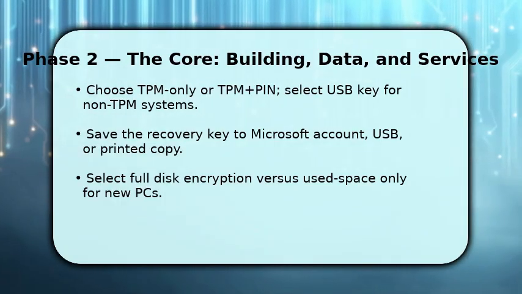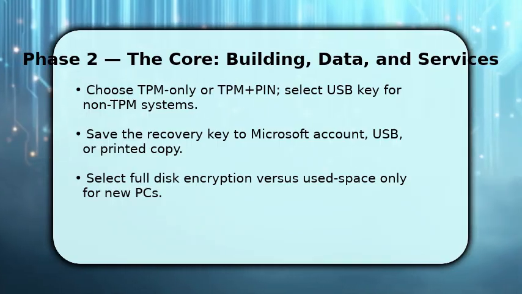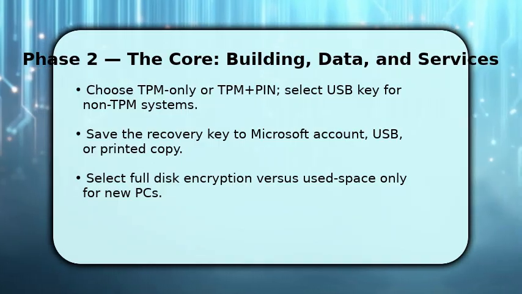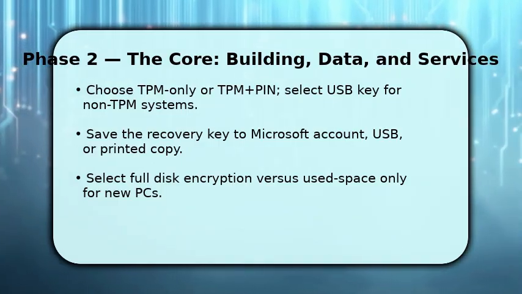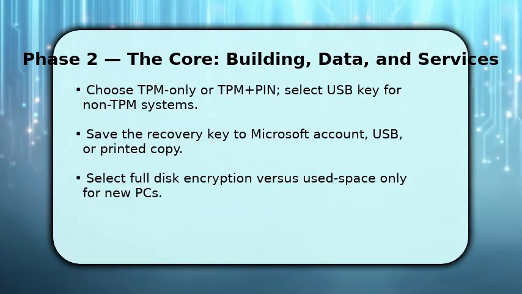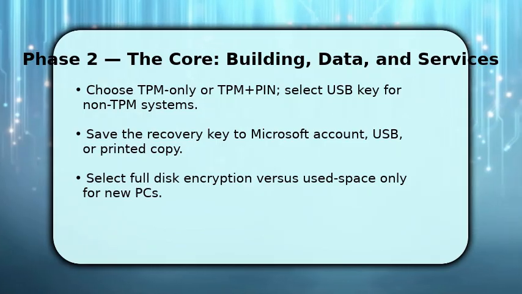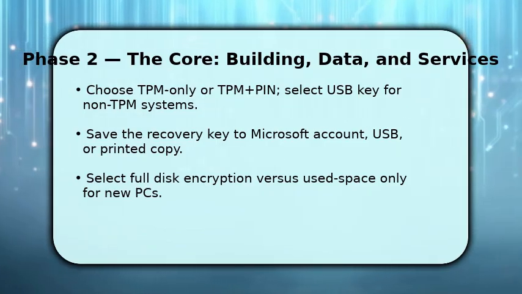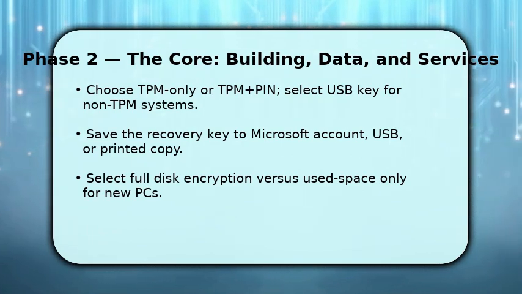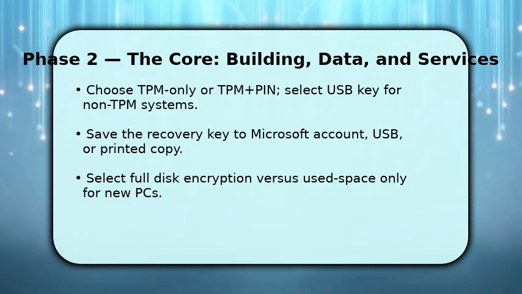You must save the recovery key. Store it in your Microsoft account, to a USB, or print it and keep it safe, because it's the fallback if you lose access. Then select Encryption Scope. Choose full drive for an existing device, or used space only for new PCs to speed up the process. Finally, pick AES 256-bit if you need maximum security.